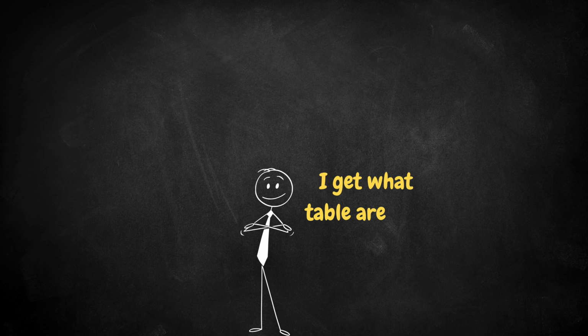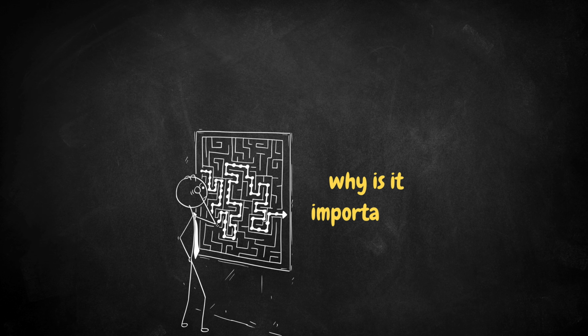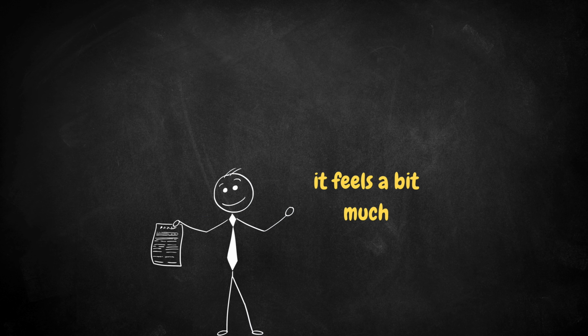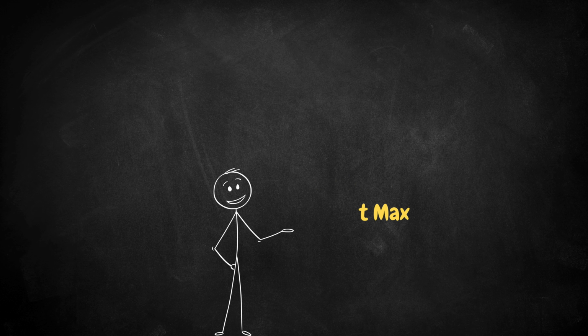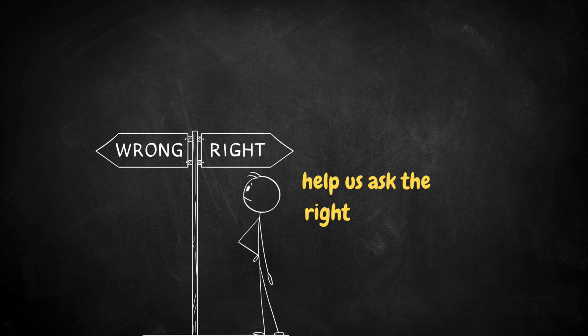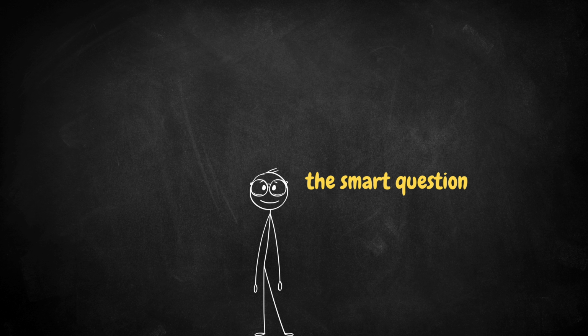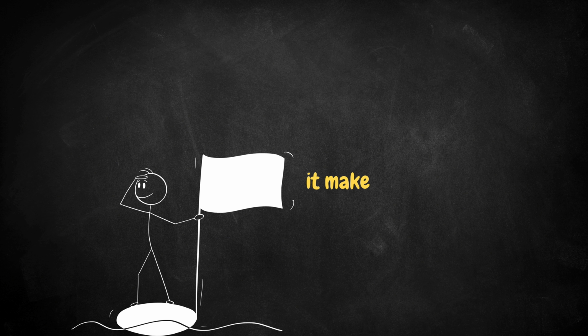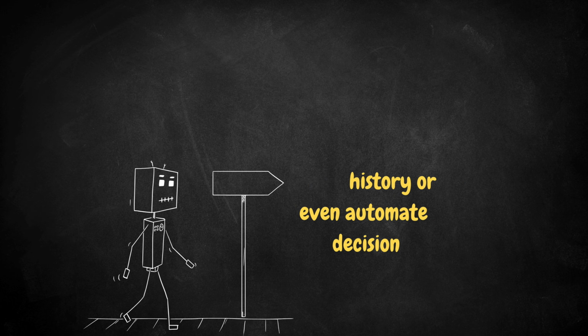Alright, I get what tables are now. But why is it important to structure them like that? Rows, columns, keys. It feels a bit much. That's a great point, Max. Because the structure helps us ask the right question, the smart question. A well-designed database doesn't just store information, it makes it easier to find patterns, track history, or even automate decisions.